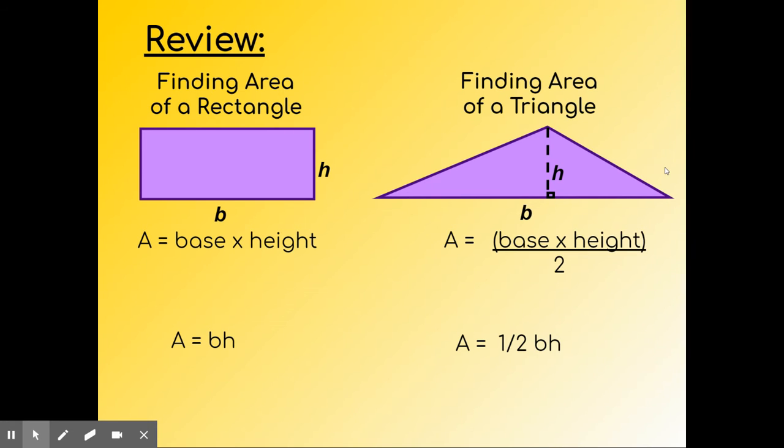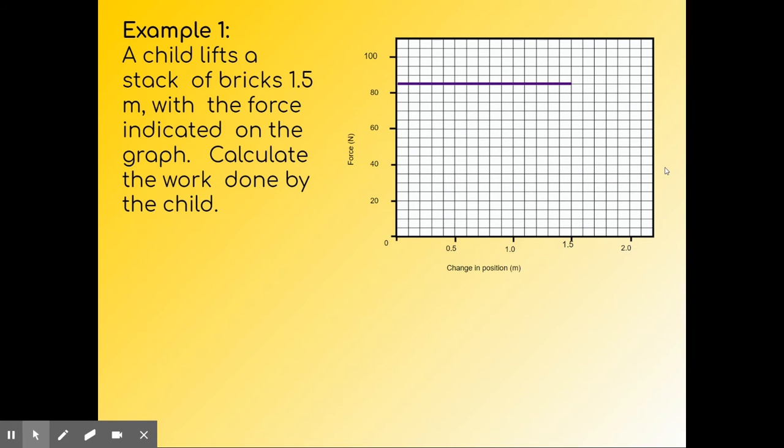Another way you can look at it is when you divide by 2, you're really multiplying by 1/2. So if you're thinking, oh, I'm never going to remember that, you could also try area of a triangle is half of base times height. I'm going to be using the first one, base times height divided by 2, throughout the lesson. But if you are more comfortable with area equals half of base times height, you can use that. So let's start by looking at our examples.